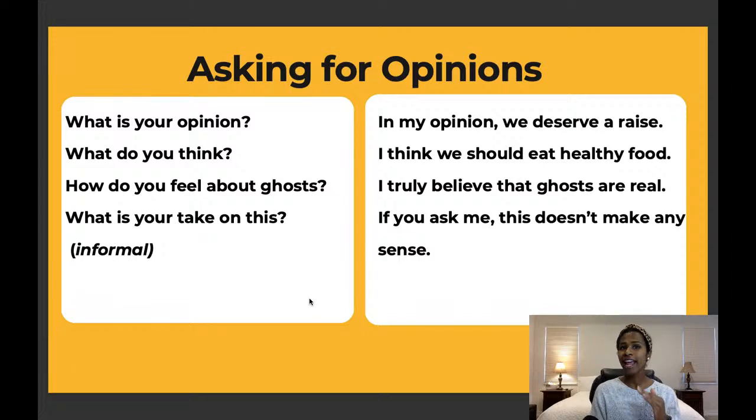What is your take on this? What is your take on this? Actually, this was a good one. Let me see over here. I put it as informal. Yes, this is informal. Okay, what is your take on this? If you ask me, this doesn't make any sense.